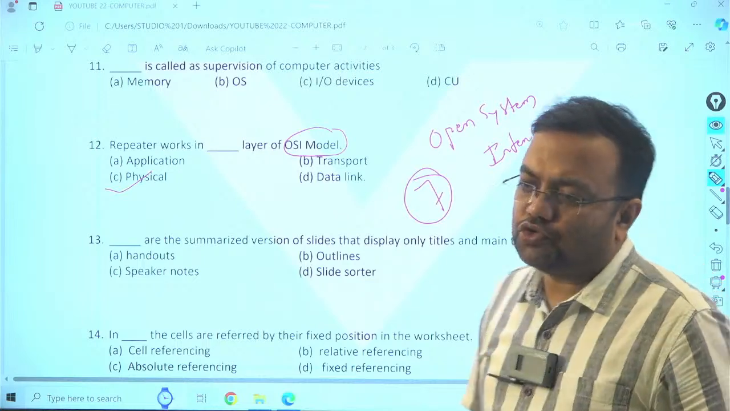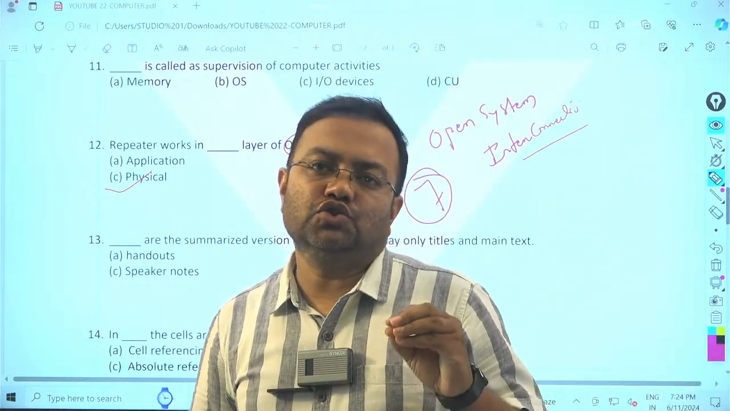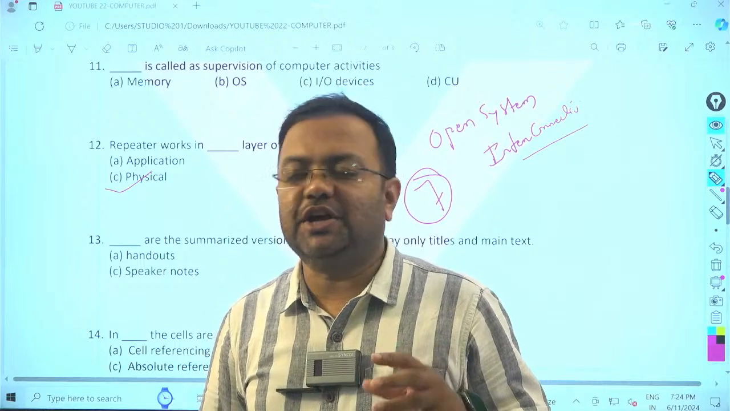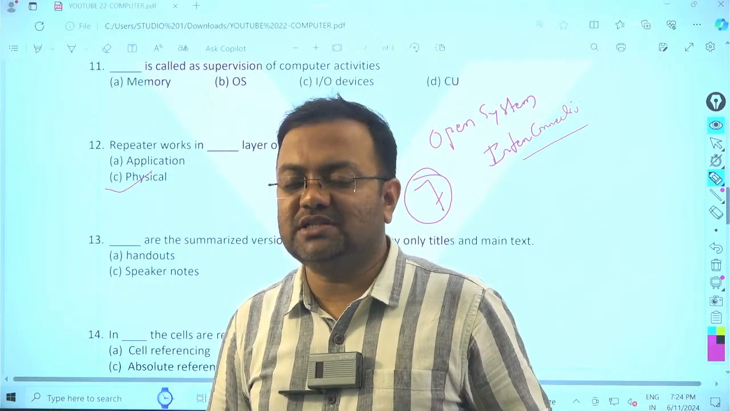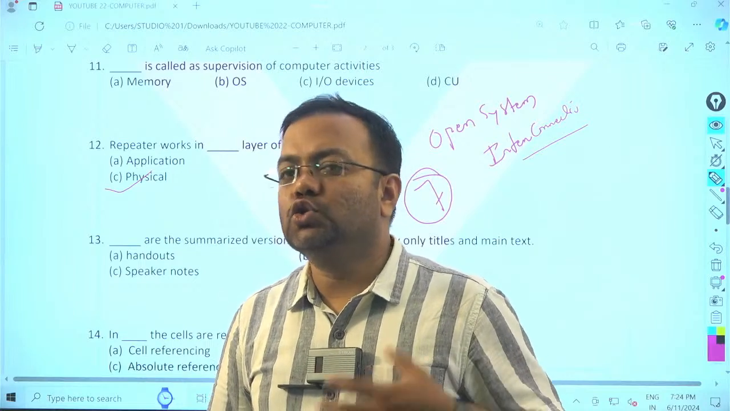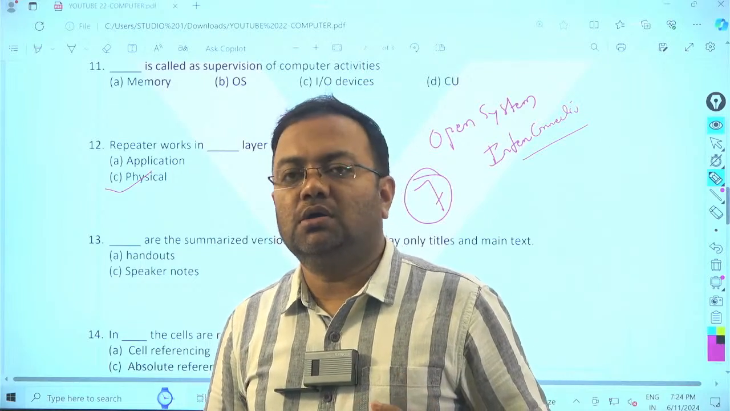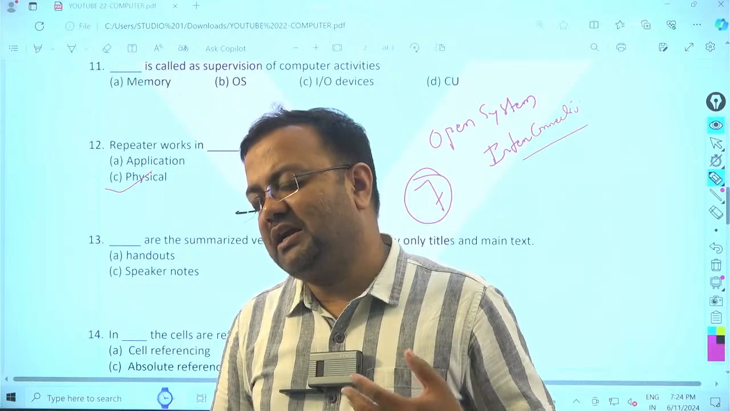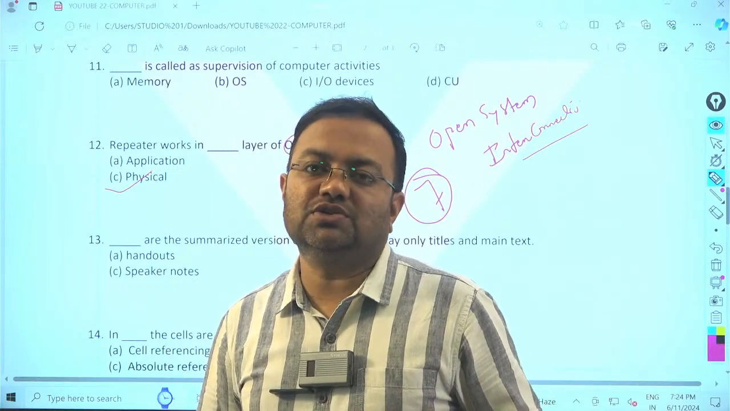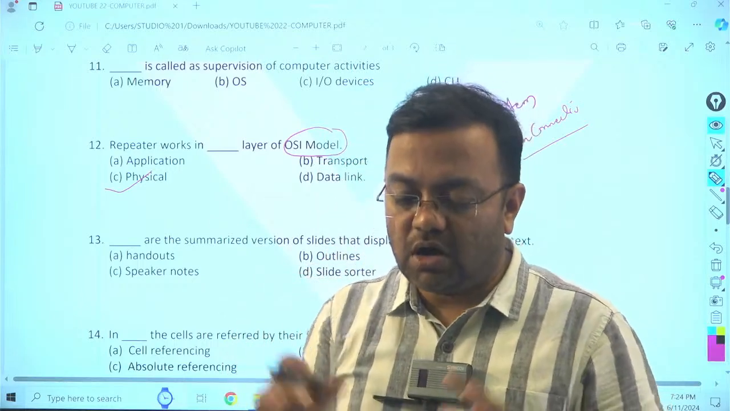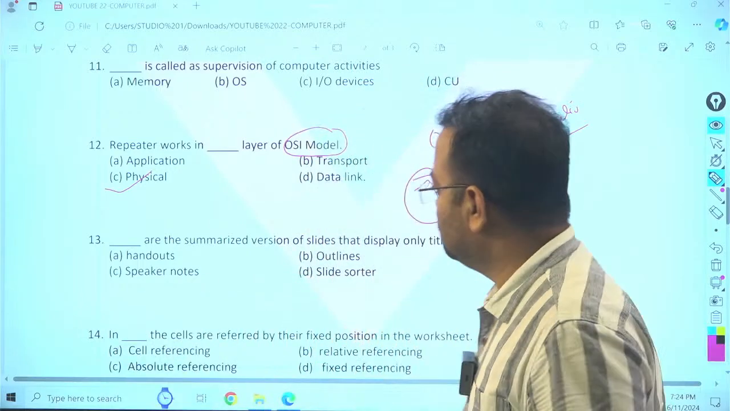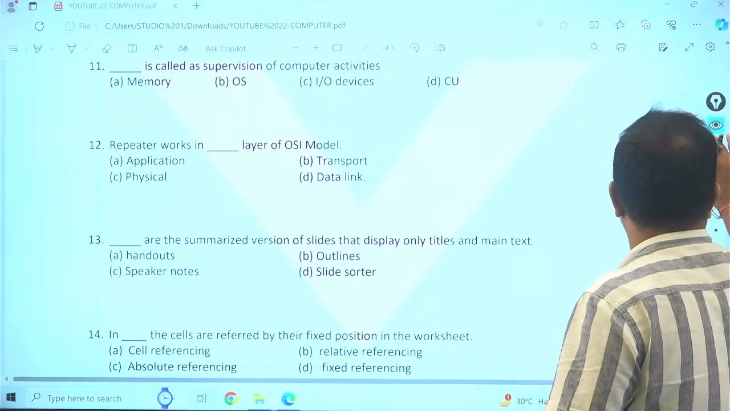So there are these questions. Another is switch, and we can say bridge. If you think about the concept of switch and bridge, this is the data link layer. Router is your network layer, and if you think about the gateway, gateway is available in all the layers. Then goes to question number 13.